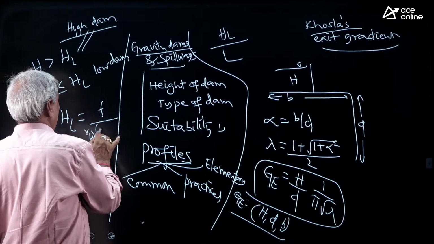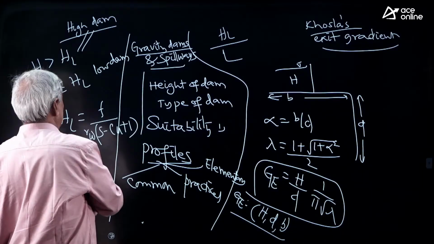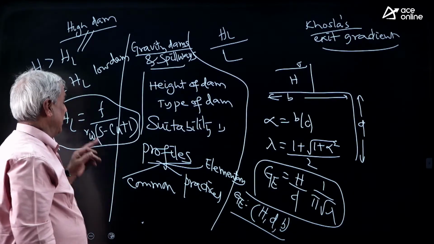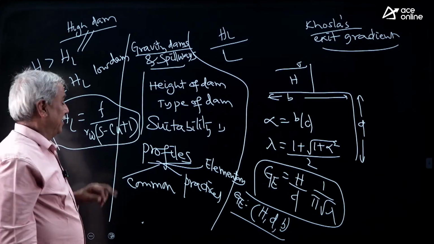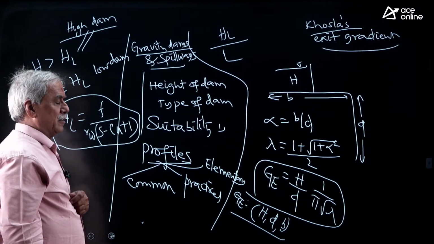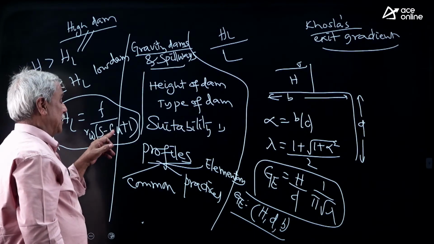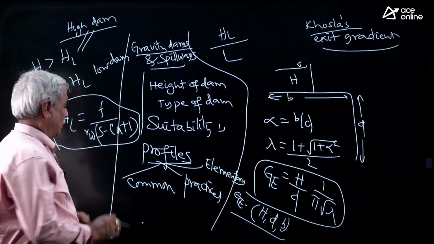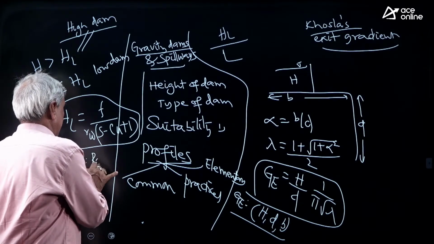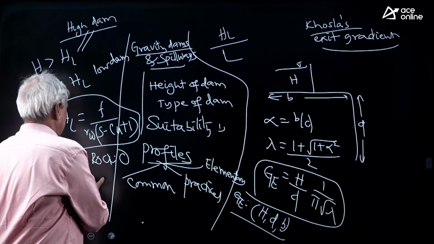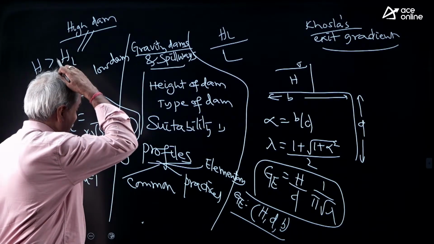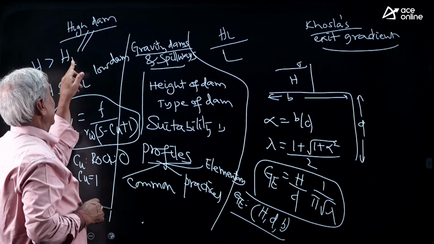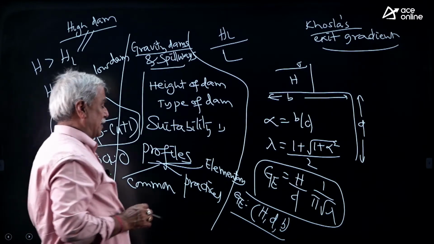HL equals F divided by gamma W into S minus Cu plus 1. F is the permissible compressive strength of the concrete used. Gamma W is the specific weight of water. S is the specific gravity of concrete. Cu value is the uplift pressure coefficient. If rock is available, Cu will become 0. Cu value for rock is 0. Other than rock, Cu value for all other materials is 1. With this formula for the limiting height of the dam, if H is more than HL, it is a high dam.